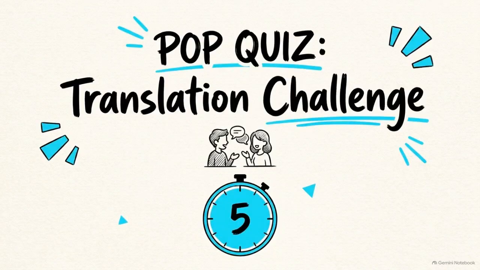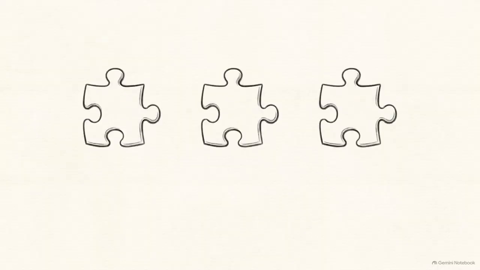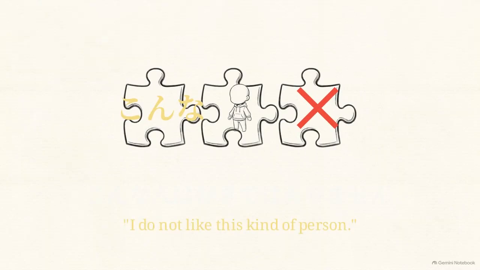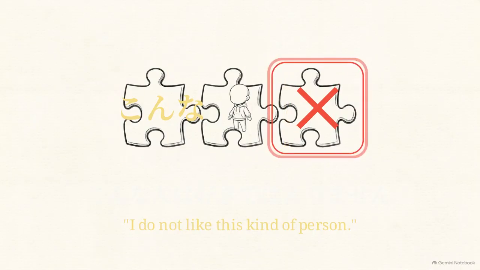Let's test these concepts together. This graphic prompt asks you to translate the phrase, "I do not like this kind of person." You have 5 seconds to combine the syntax of the noun modifier with the negative emotion nuance we covered. The correct translation is "konna hito wa suki de wa arimasen," placing Konna right before the noun for person and following it with a negative statement successfully captures a dismissive tone.